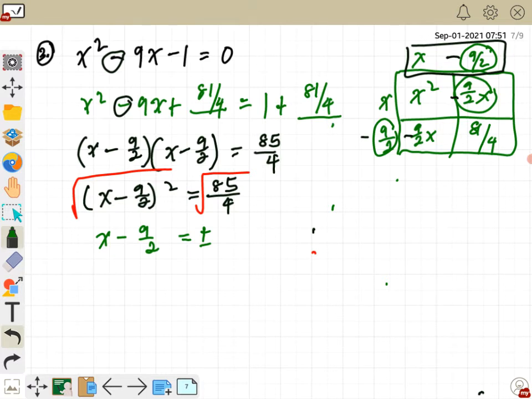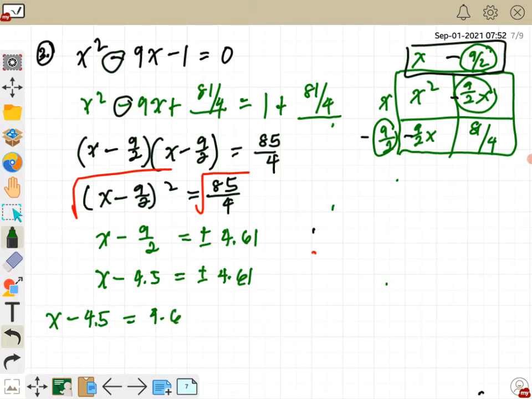That is 4.61, positive 4.61. So we can simply turn 9 over 2 into 4.5. This is x equals 4.5 plus minus 4.61. So solving both, one for the positive and one for the negative.